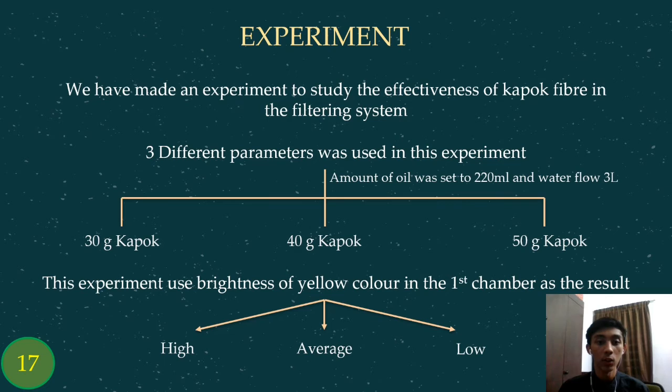The different parameter is the weight of the kapok fiber that we use: 30 grams, 40 grams, and 50 grams. This experiment used the brightness of the yellow color in the first chamber as the result, from high, average, to low.